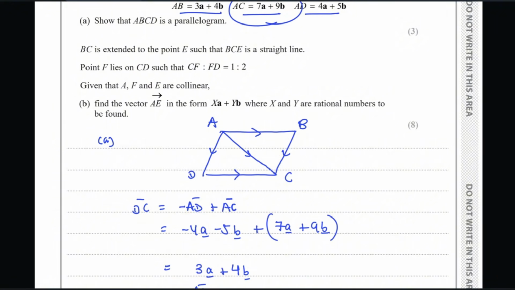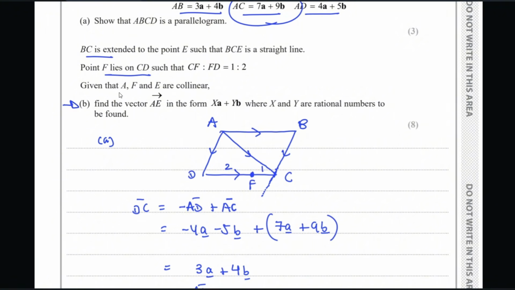So let's look at question B. BC is extended to the point E such that BCE is a straight line. So BC will be extended. We don't know how long. So let's continue reading. Point F lies on CD such that CF to FD is 1 to 2. So point F lies on CD and CF is shorter, FD is longer. So let's say F is somewhere here. This is point F, and it's split in the ratio 1 to 2. So CF is 1, FD is 2.